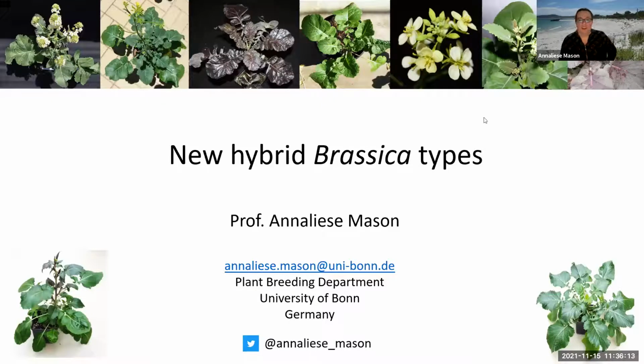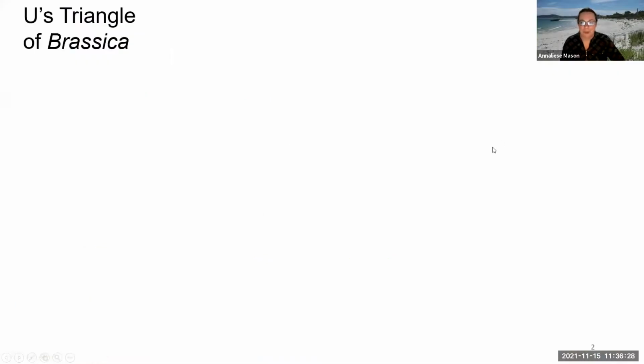Okay, good. So I will talk about new hybrid Brassica types, which I previously used to entitle hybrid speciation in Brassica, until I started running into the speciation literature a bit more closely and realized I don't really want to open up this kettle of fish. So basically, most of our work is about the U triangle of Brassica. You already heard a little bit about this in the previous talk, well, not really about this, but some of these species.